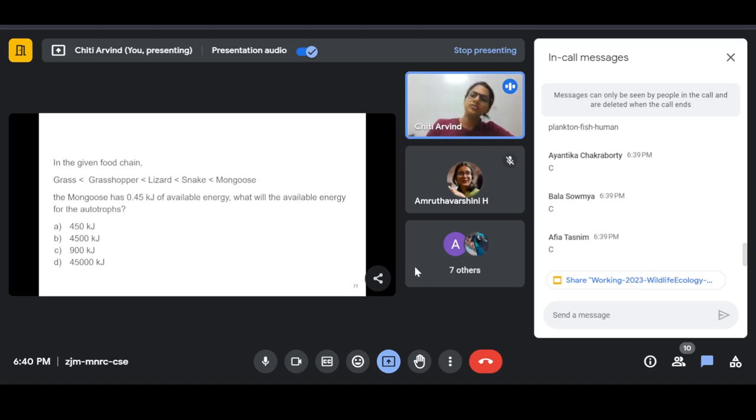Okay, so in the given food chain, which is a classic example of grass, grasshopper, lizard, snake, and instead of eagle, we have a mongoose here. The mongoose has about 0.45 kilojoules of available energy. So please calculate and tell me what will be the available energy for the autotrophs. So tell me here, what are the autotrophs?